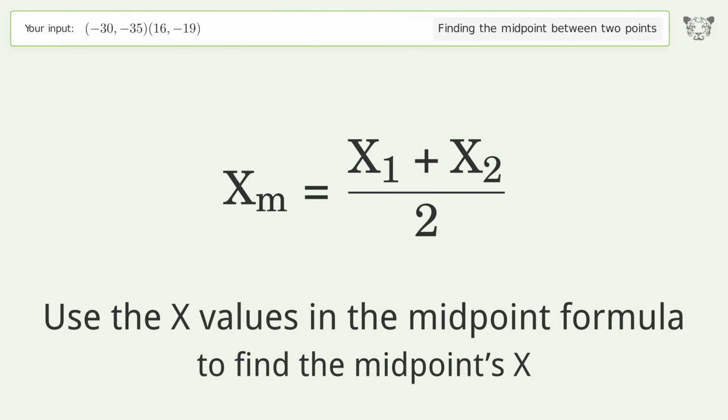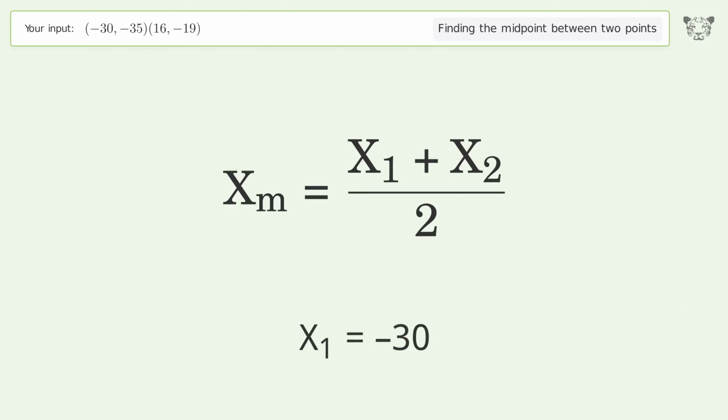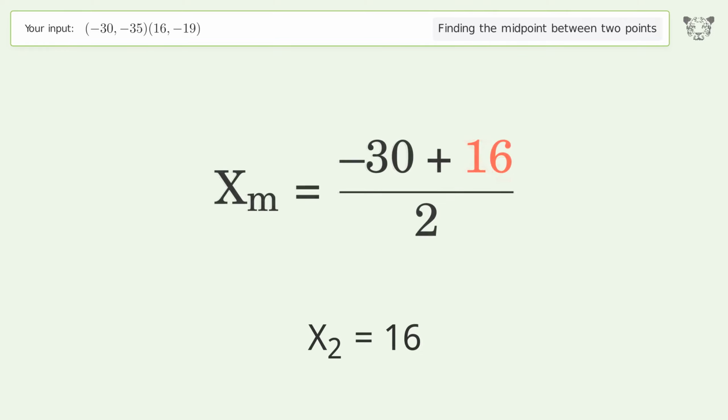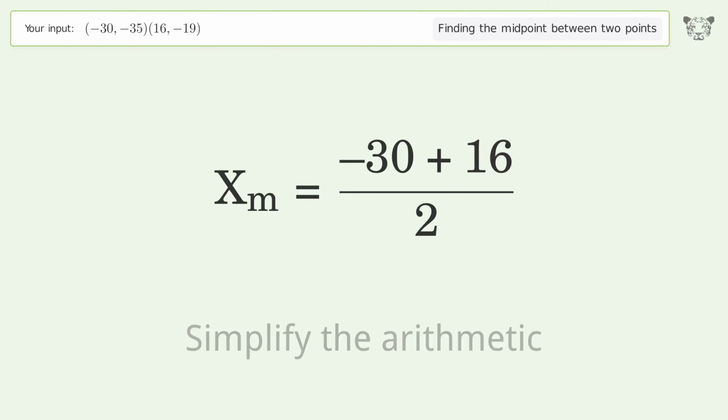Use the x values in the midpoint formula to find the midpoint's x. x1 equals -30. x2 equals 16. Simplify the arithmetic.